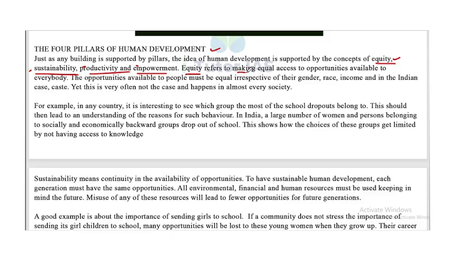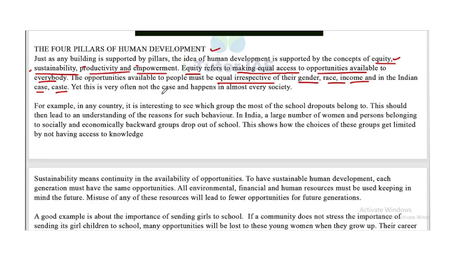Equity refers to making equal access to opportunities available to everybody. The opportunities available to people must be equal irrespective of their gender, race, income and, in the Indian case, caste. So we should avoid these things when it comes to opportunities.